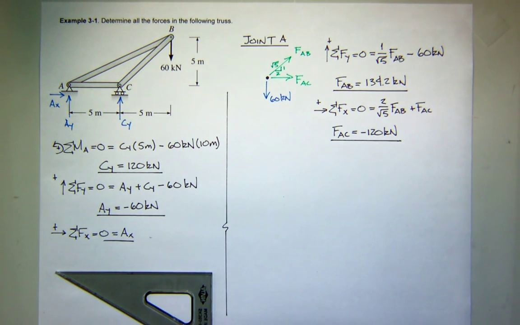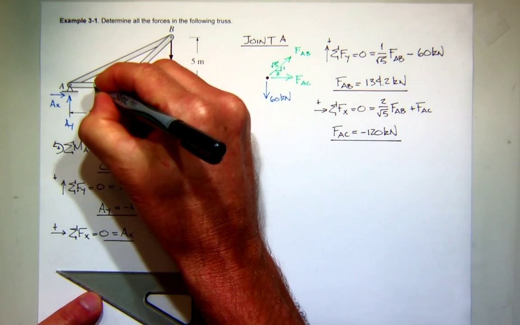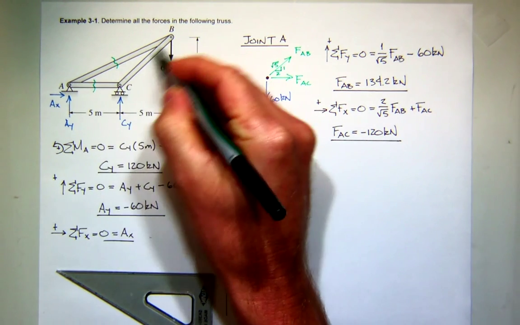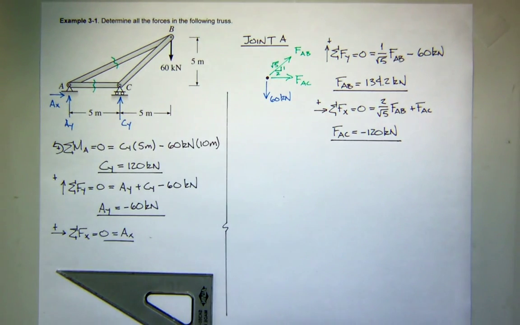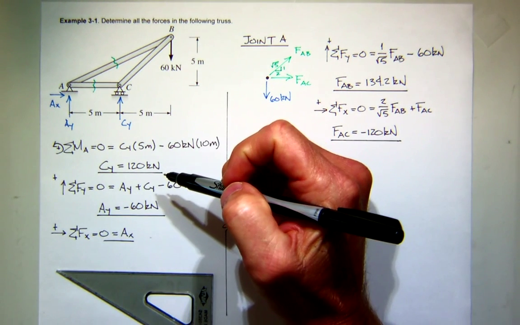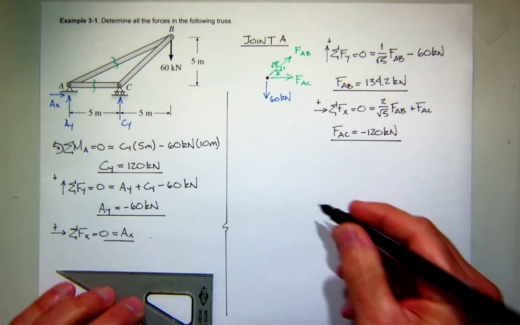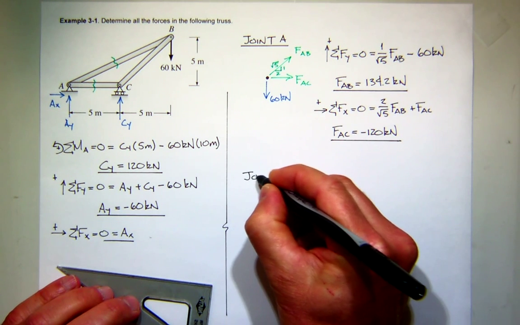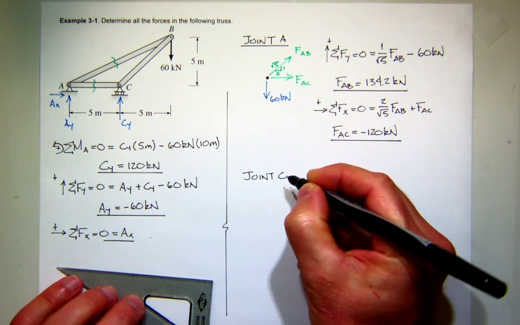All right, so I'll go ahead and make a little squiggle here. I know this one, and I know this one. So I just need to find BC. Where's the best place to find BC? Joint C or joint B? I still go for joint C. So let's do joint C.